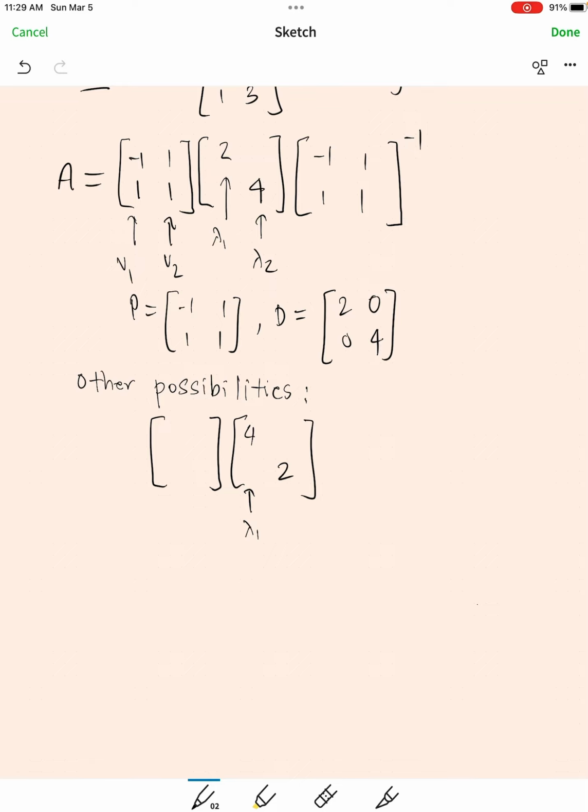No, because V1 has to be an eigenvector. So if you're making 4 your lambda 1 and you're making this your lambda 2, then the V1 here needs to be a 4 eigenvector. So it can be 1, 1. But does it have to be 1, 1? No. It could be any scalar multiple of 1, 1, right? So you can have 2, 2. And similarly, for lambda 2, you could take any scalar multiple of negative 1, 1. So you could take 3, negative 3. That will work.